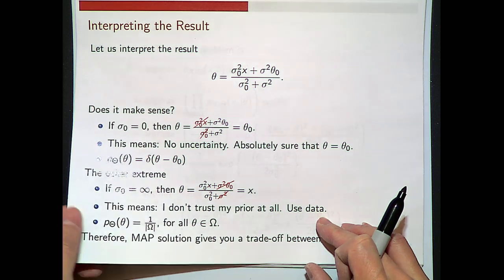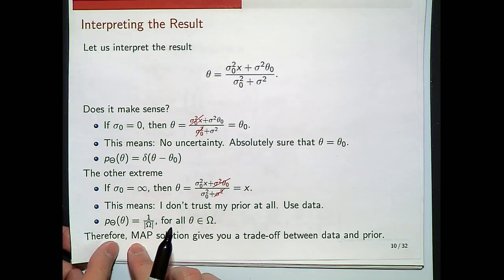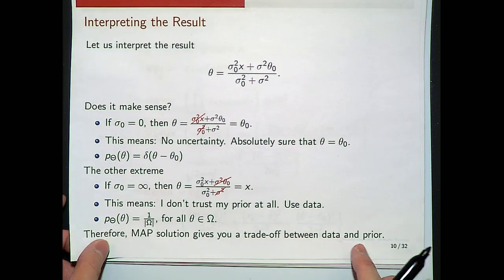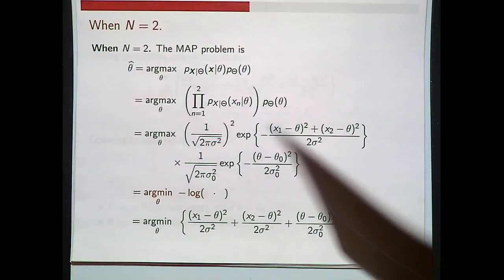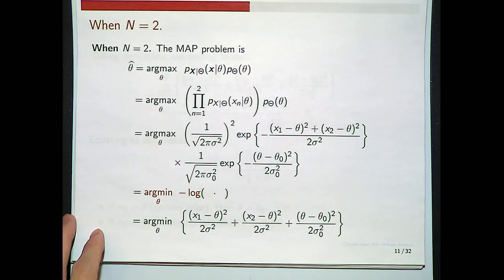All right? Okay, so this last comment is pretty useful. The MAP solution gives you a trade-off between the data and the prior. That is the thing that's offered by the Bayesian approach.